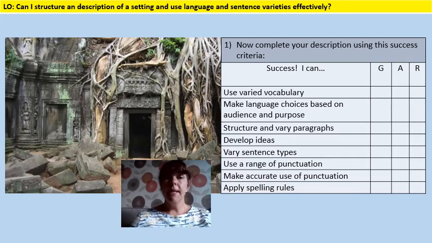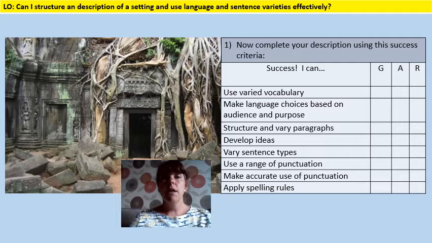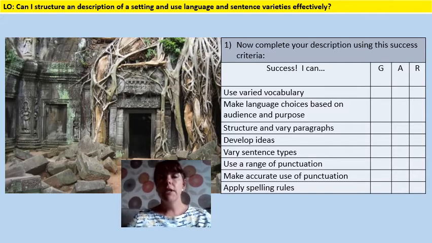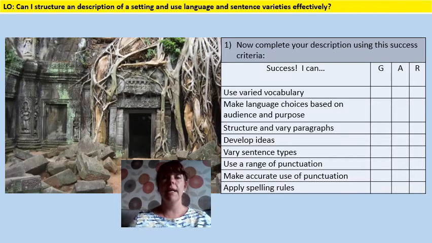Now you've completed your piece of descriptive writing, you could get somebody else to do this for you if there's somebody else at home, or you could do it yourself. Return to the success criteria and give yourself a red, amber, green. So green is you've done it brilliantly, really successfully. That's a really strong feature of your writing.